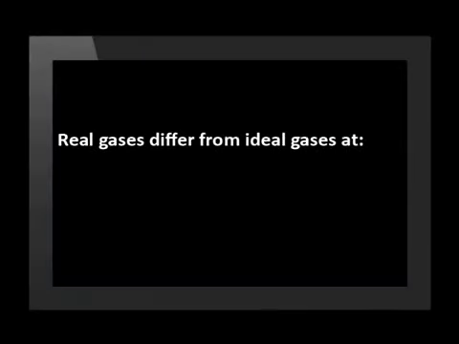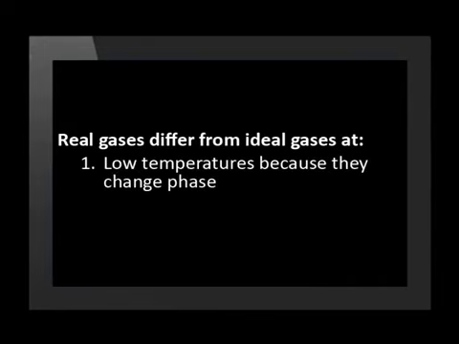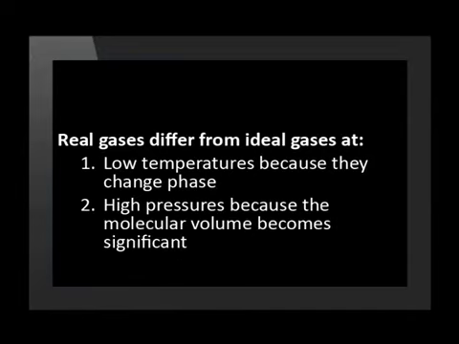Let's summarize the conditions under which real gases differ significantly from ideal gases and why this is so. Real gases differ from ideal gases at low temperatures because at low temperatures, gases change phase, and so the gas laws no longer apply. Real gases also differ from ideal gases at high pressures. This is because at high pressures, the volume of the molecules themselves becomes significant and so can no longer be ignored. Now let's discuss the gases which behave most like an ideal gas and why this is so.